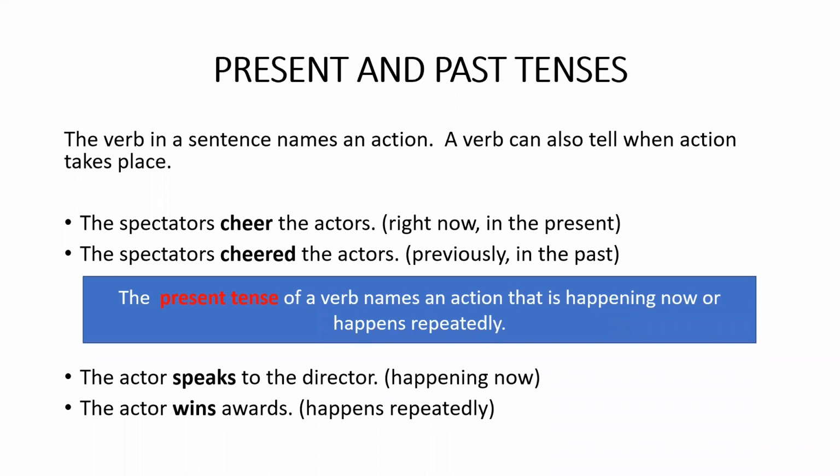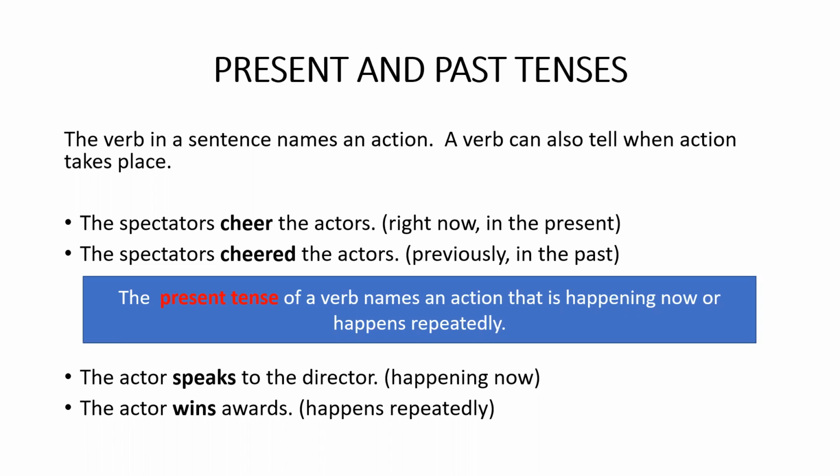The present and the past tenses. The verb in a sentence names an action. A verb can also tell when action takes place. Look at the example given here. The spectators cheer the actors. The action happens right now, that is in the present. The spectators cheered the actors, which happened previously, that is a particular time in the past.